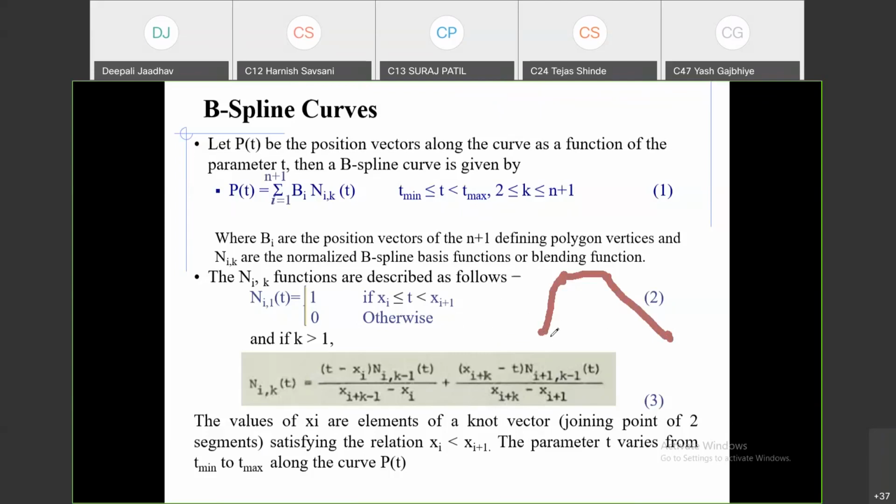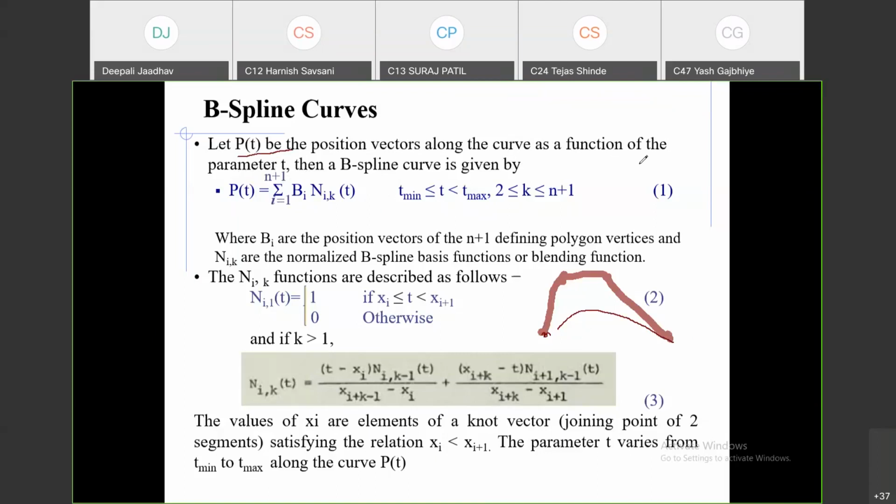We start with the first point, the same as vertex 1, and the last point is the same as the last vertex. In between, we need to determine the points on the curve. That point we call a position vector. What is this? The value of x(t) and the value of y(t), the x coordinate and y coordinate. So let P(t) be the position vector along the curve as a function of the parameter t. For that we take parameter values t, which normally range from 0 to 1.